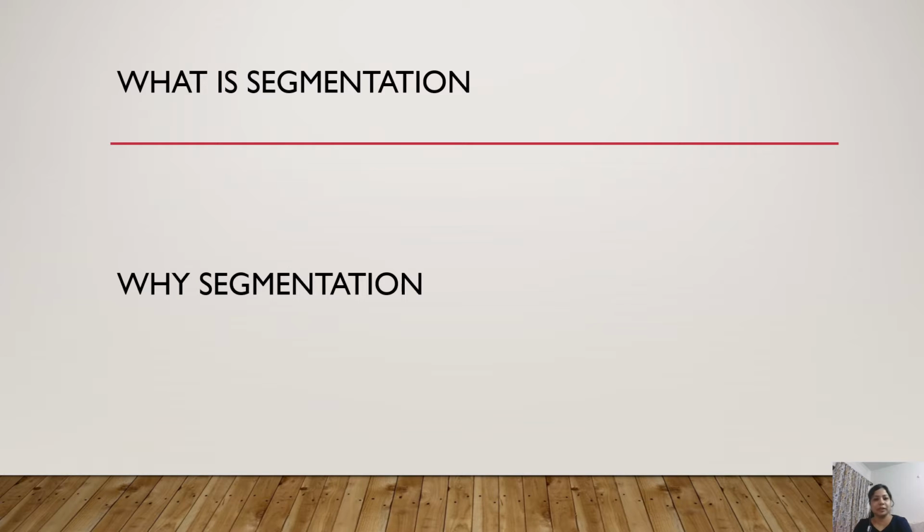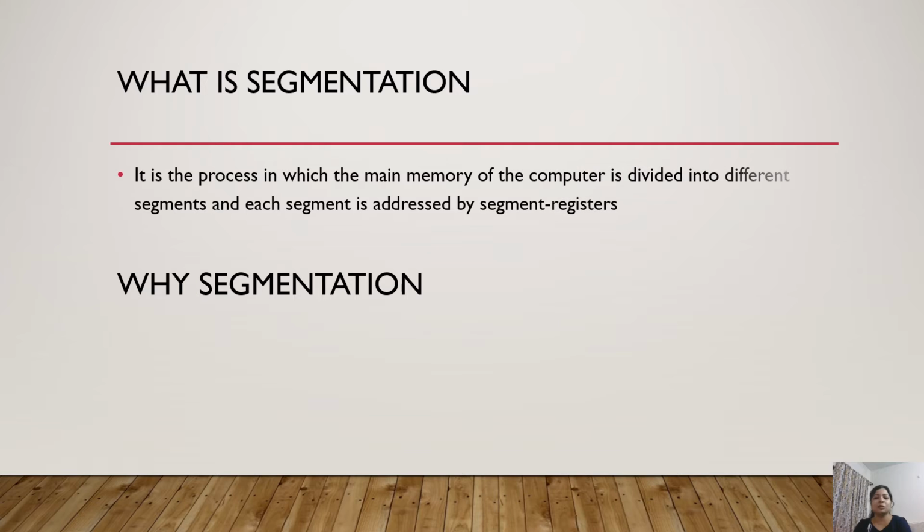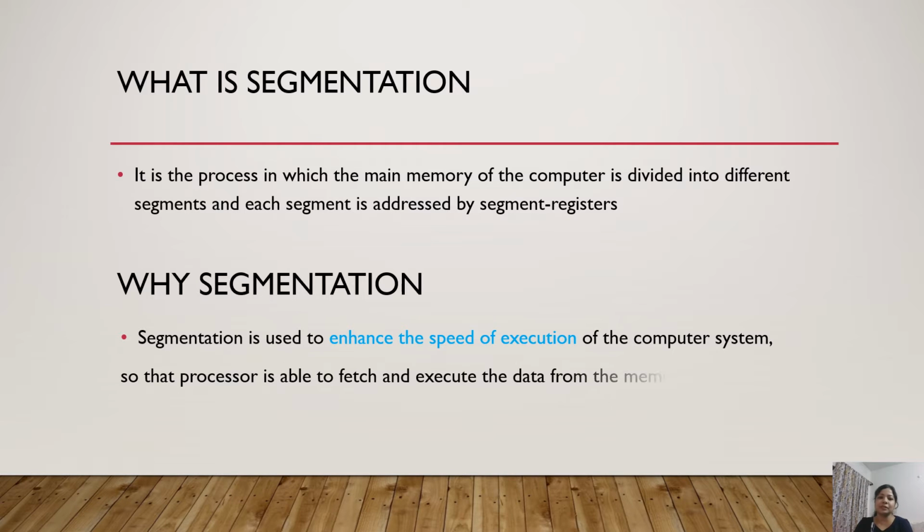So in the introduction, I'm going to define segmentation. It is the process in which the main memory of the computer is divided into different segments or parts, and each segment is addressed by the segment registers. Why do you need segmentation? It is for enhancing the speed of the execution of the computer system so that the processor is able to fetch and execute the data more easily and faster. That means it enhances the speed of the instruction execution cycle.